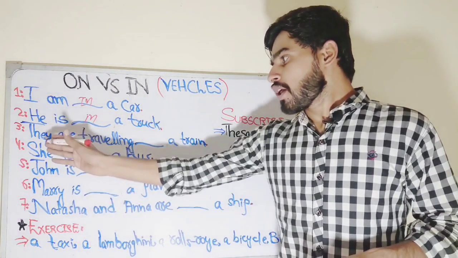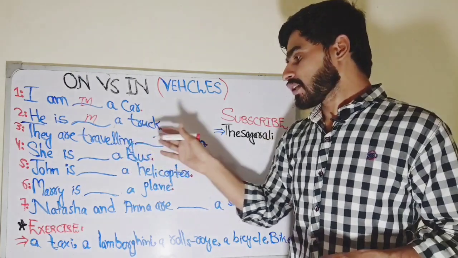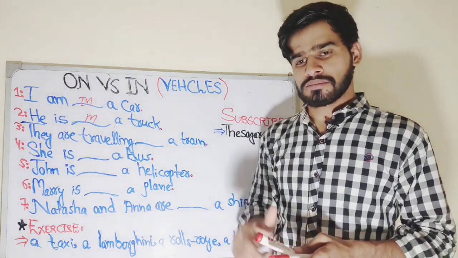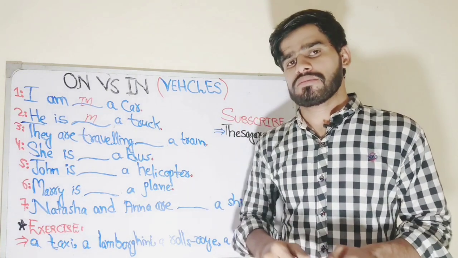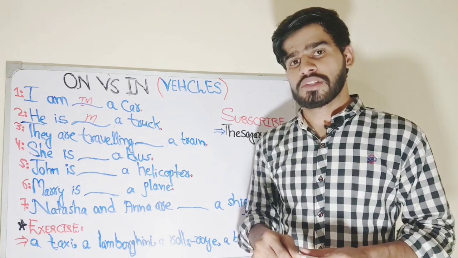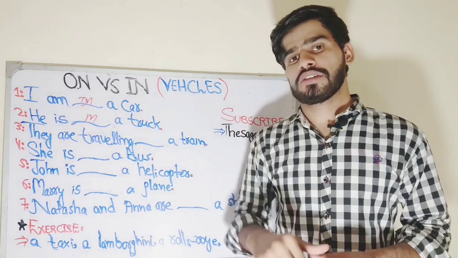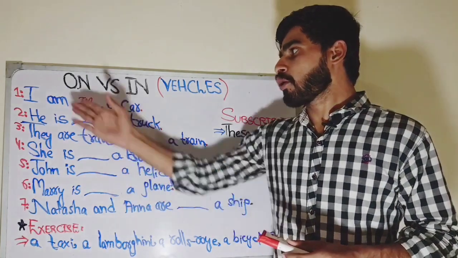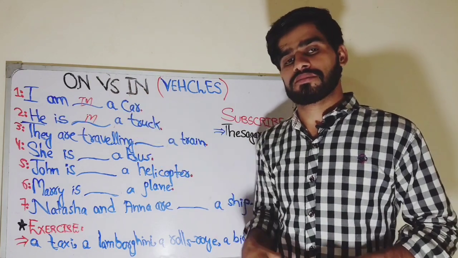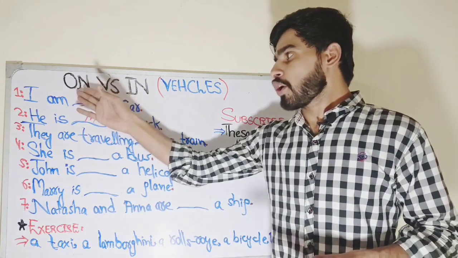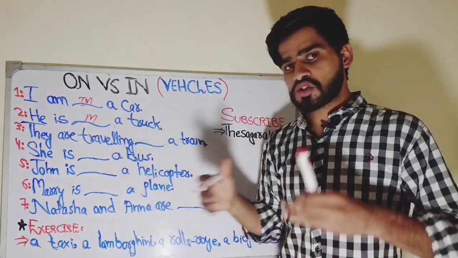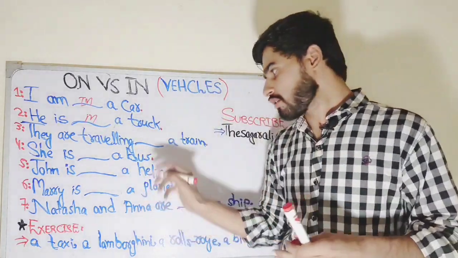Next one, they are traveling dash a train. Can you walk in a train? The answer is yes, you can walk in a train. So which preposition is appropriate, on versus in? On. Here you have to use: they are traveling on a train.